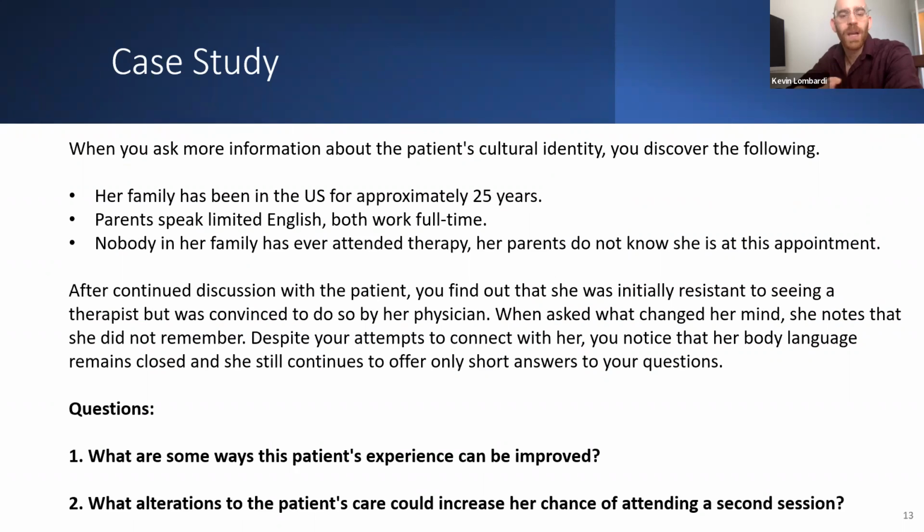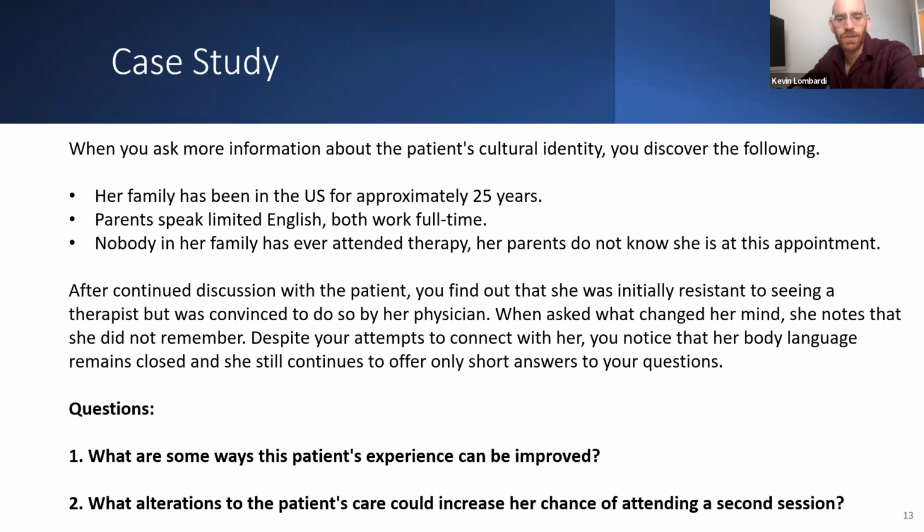So you follow up asking more questions about the patient's cultural identity in an attempt to either connect to her or figure out if this is a barrier that you're facing. What you find out is her family has been in the US for approximately 25 years. Parents speak limited English, both work full time. Nobody in her family has ever attempted therapy. Her parents do not know she's there at the moment.